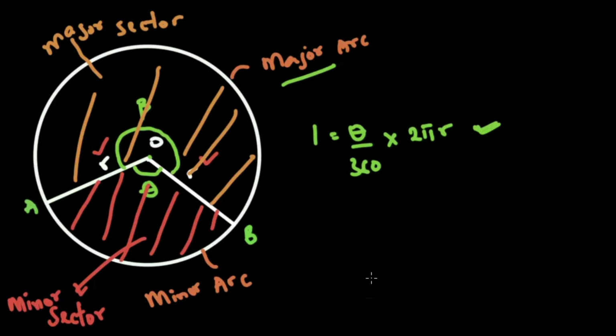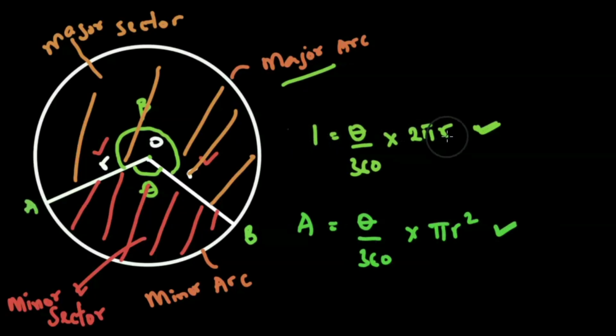So how do we find the area of a sector? The area of a sector is theta over 360 multiplied by pi r squared. Very simple. So this is the formula to use. It's very similar to the formula for the length of an arc. The only difference is this is 2 pi r and this is pi r squared. So it is easy to remember.